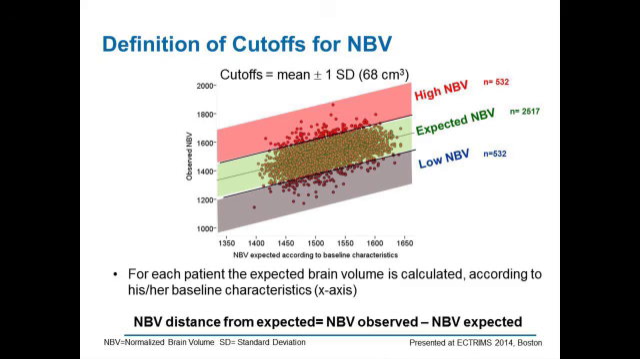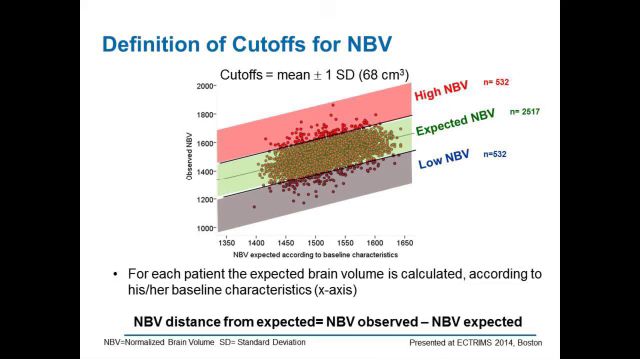In the next slide, we have a graph comparing the expected volume of the brain with the observed one. The line represents the regression line calculated according to the regression model, showing what is the expected volume of the brain for each patient, and the red dots are the observed normalized brain volume.